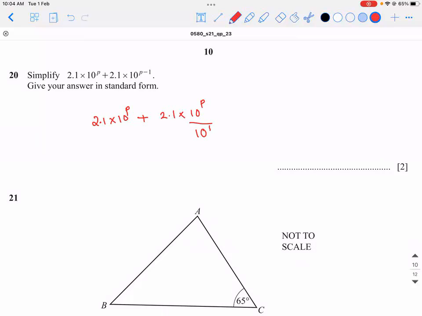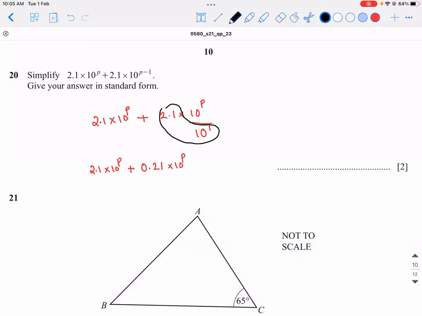Then you can do a little mathematics: 2.1 over 10. So this becomes 2.1 into 10 to the power of p. So what is 2.1 by 10? Because 10 to the power of 1 is simply 10. 2.1 by 10 is going to be 0.21 multiplied by 10 to the power of p.